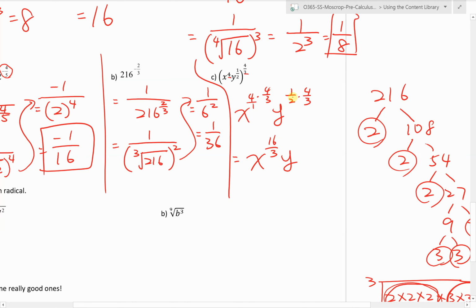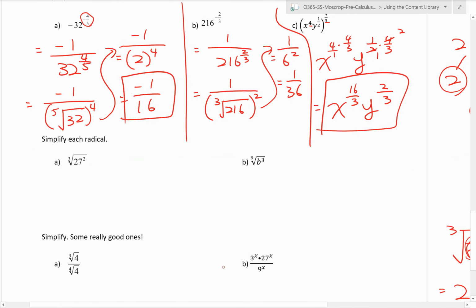And for y, you can actually reduce before multiplying. Divide this by 2, divide that by 2. So 1 times 2 is 2, 1 times 3 is 3. There you go. So that's how you simplify it.